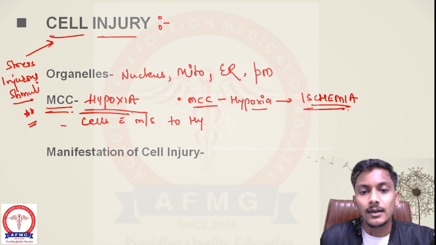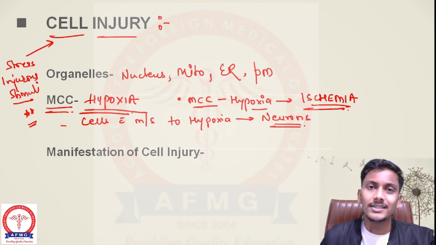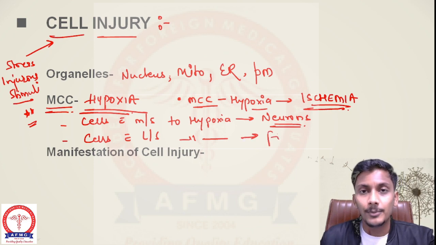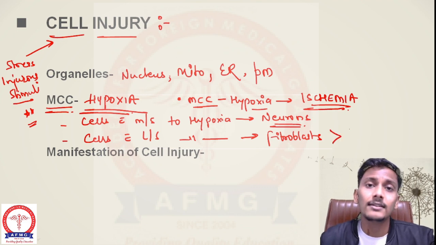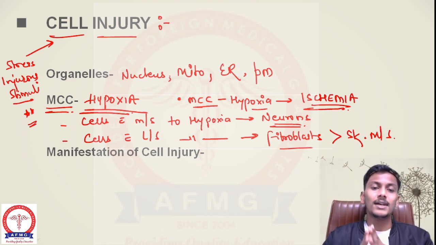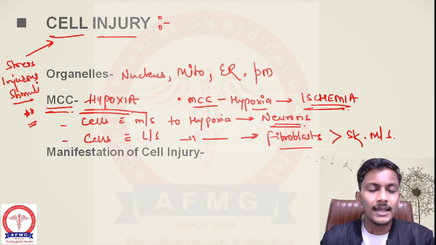Questions can also come on the cells most sensitive to hypoxia. Please remember, the cells most sensitive to hypoxia are neurons. Degeneration of neurons starts within minutes of hypoxia, which is very important. They can also ask for the cells least sensitive to hypoxia, and then your answer should be fibroblasts. If fibroblast is not an option, the next option would be skeletal muscle. So cells most sensitive to hypoxia are neurons, and cells least sensitive are fibroblasts, followed by skeletal muscles.